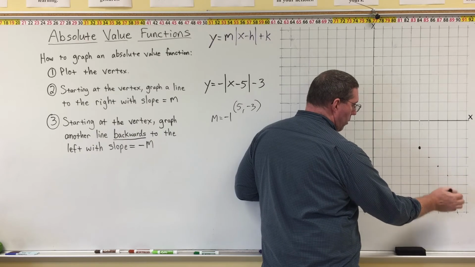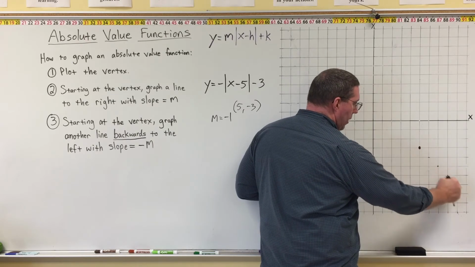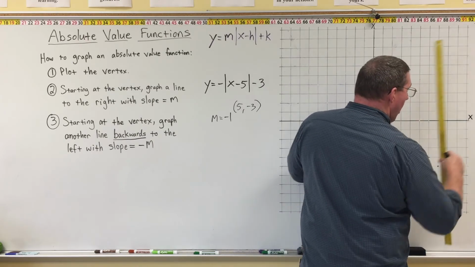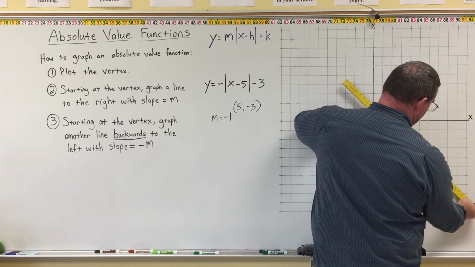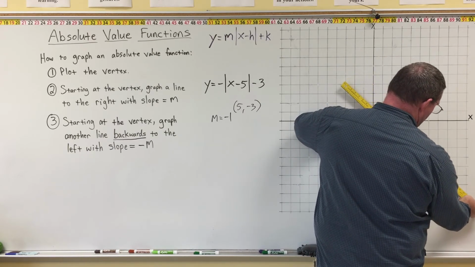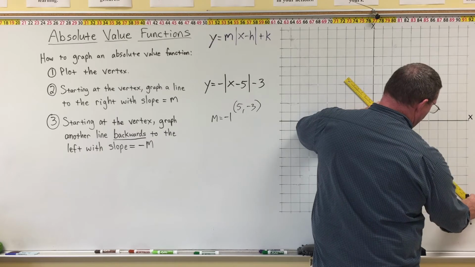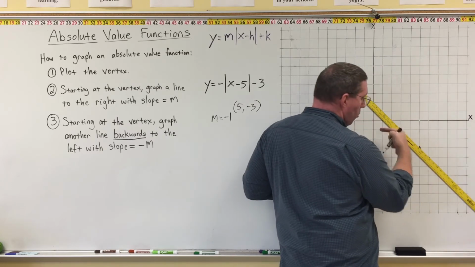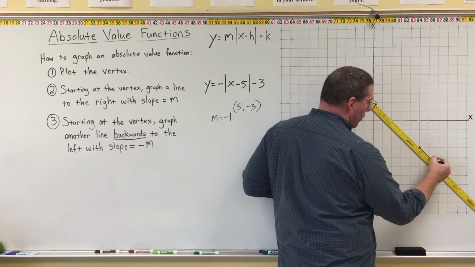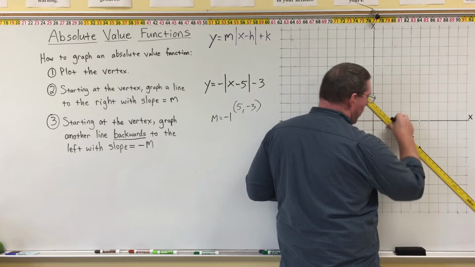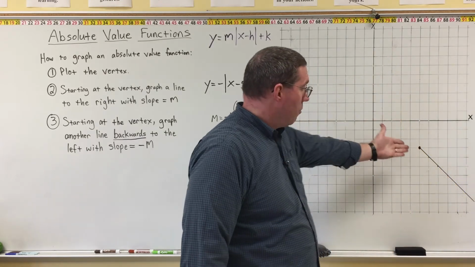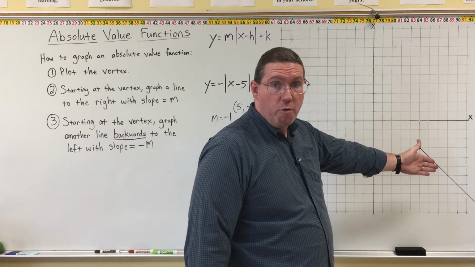Down 1 over 1. Okay, so I'm going to be drawing a line right along here. Now I have to start at the vertex. Okay, so don't go this way. I need to start here and to the right draw a line that has a slope of negative 1. So that is the right side.